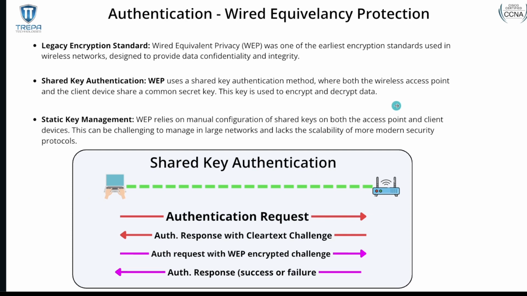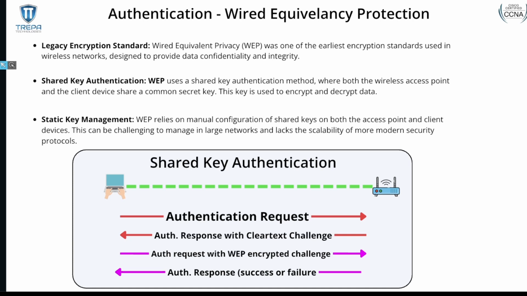The authentication method that came right after that was WEP. So this is a legacy encryption standard. Wired Equivalent Privacy, WEP, was one of the earliest encryption standards used in wireless networks. It was designed to provide two things. One, of course, authentication, and then also confidentiality. So WEP is also an encryption method, okay? It's also an encryption method, but right now we're talking about how it provides authentication, okay?